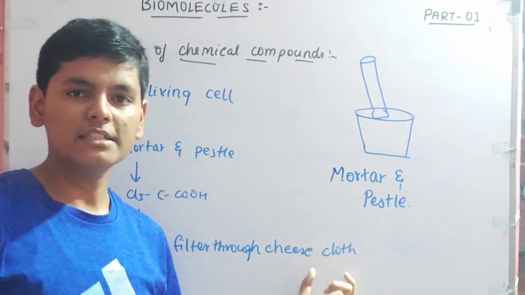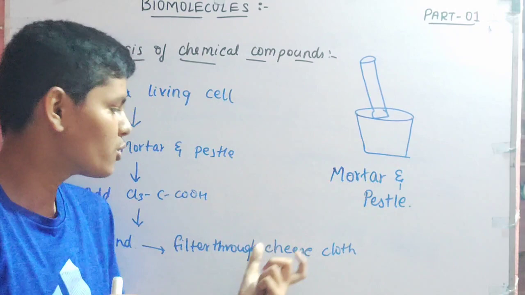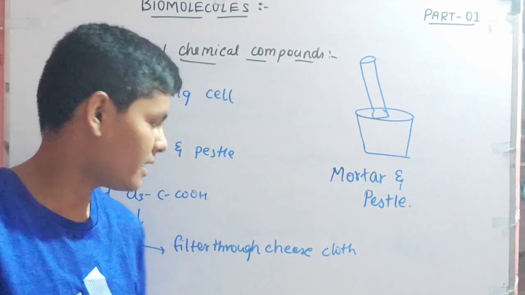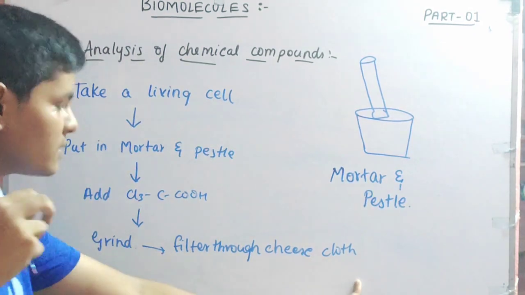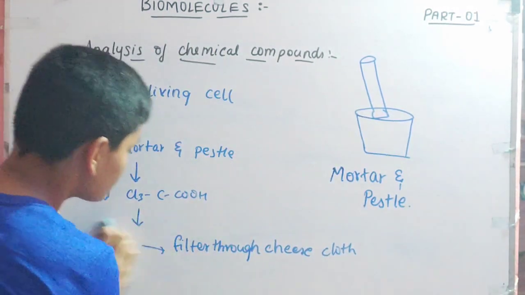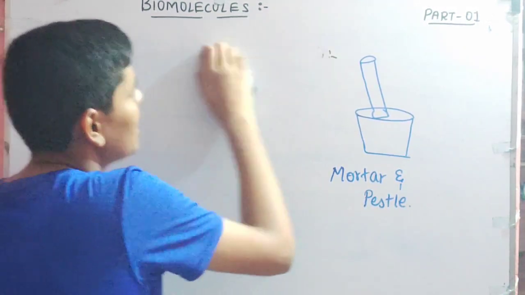What is a cheesecloth? A cheesecloth is a cloth which has some small pores in it, very minute pores, through which some soluble substance can come down and insoluble substance will remain at the top. After filtering through cheesecloth, we will get two components. Now what are the two components? One component is known as filtrate and the other component is known as retentate.